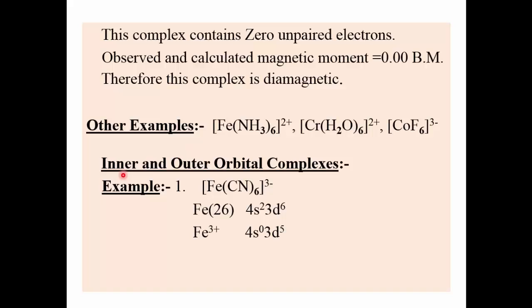Now see the next point: what are inner and outer orbital complexes? Let us discuss with the help of an example. We have already discussed [Fe(CN)6]3-. Atomic number of Fe is 26, ground state configuration 4s2 3d6. On Fe there is a 3+ charge, because 6 cyanide ions give minus 6, and here we require minus 3, therefore on Fe there must be plus 3. So the Fe3+ electronic configuration is 4s0 3d5.